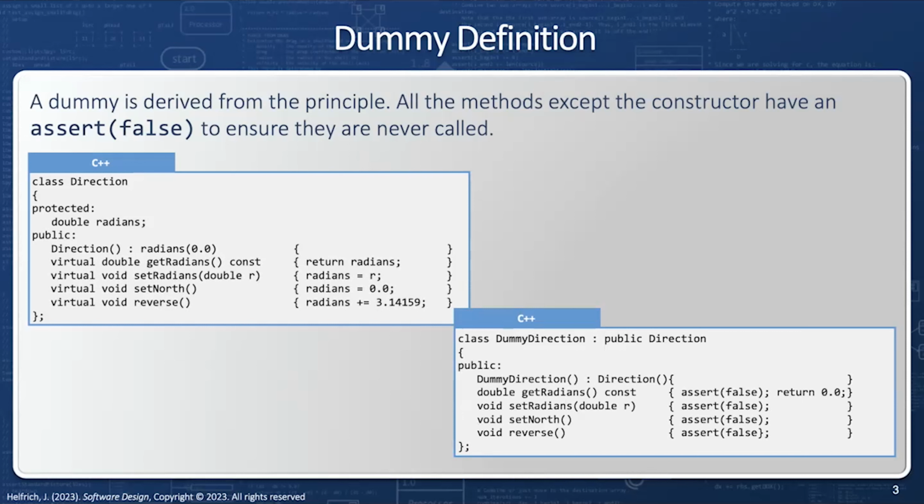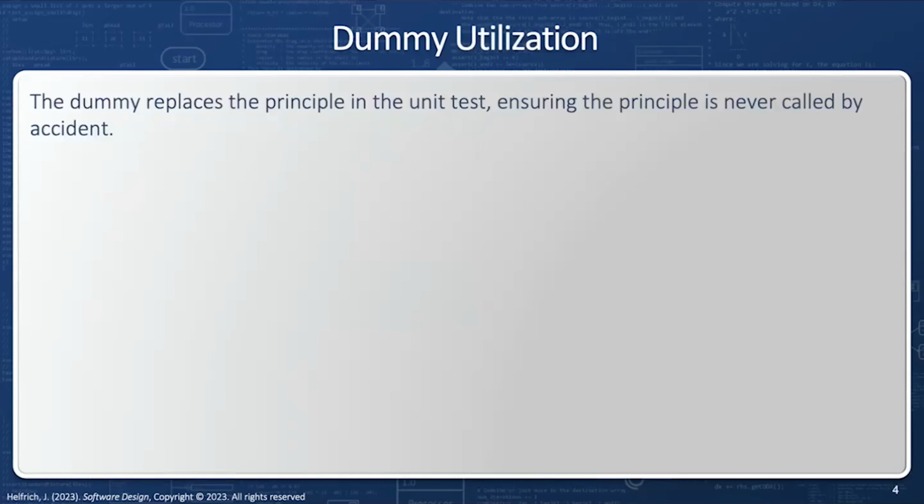Now take a close look at getRadians. GetRadians asserts false, but it also returns 0, and that's because getRadians has a double return type. Now, if the unit test ever calls any of the methods from dummy direction, an assert will notify us of this. So now I'd like to integrate my dummy into the application.